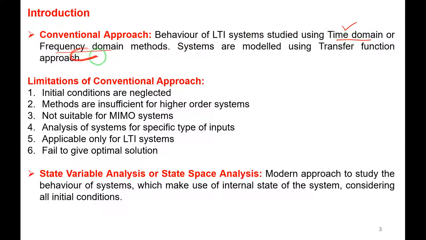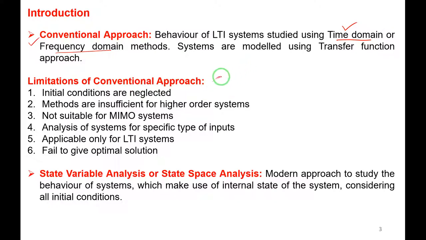Then in frequency domain methods, the Nyquist plot and the Bode plot, and also the polar plot. Polar plot is the basis for the Nyquist plot. So these are all conventional approaches in order to analyze the given control system. The systems are modeled using the transfer function approach in all these things. And what are the limitations of this conventional approach, whether Routh criteria, root locus technique, Nyquist plot, or Bode plot? We'll see the limitations.